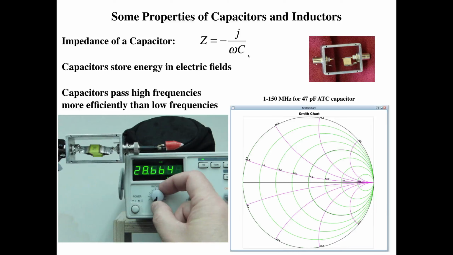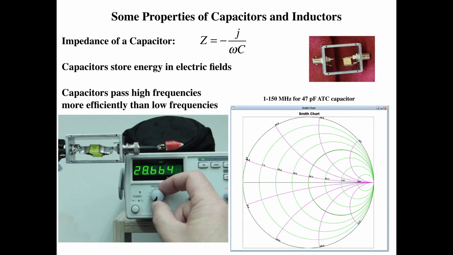Now let's look at the properties of capacitors and inductors. We'll start off with the capacitor. The impedance of a capacitor is given by minus j over omega C, so you can see at low frequency omega, the impedance is high, and at high frequency omega, the impedance should be low. So we'll illustrate this with this setup here.